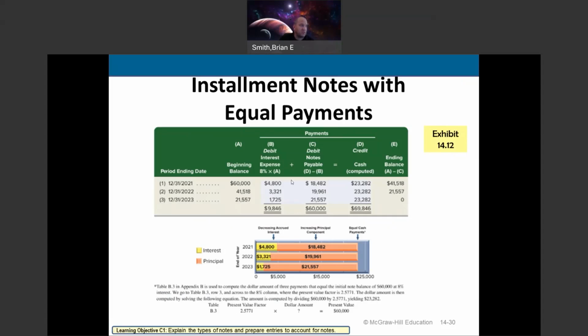So you can take your payment, subtract out the interest, the remaining amount's going to go to your notes payable, and then you're going to have your ending balance. And then you do it all over again. Interest on that beginning balance, subtract that out of your payment, and you keep going until you get to 0. If you don't get to 0, that's because you did it wrong.